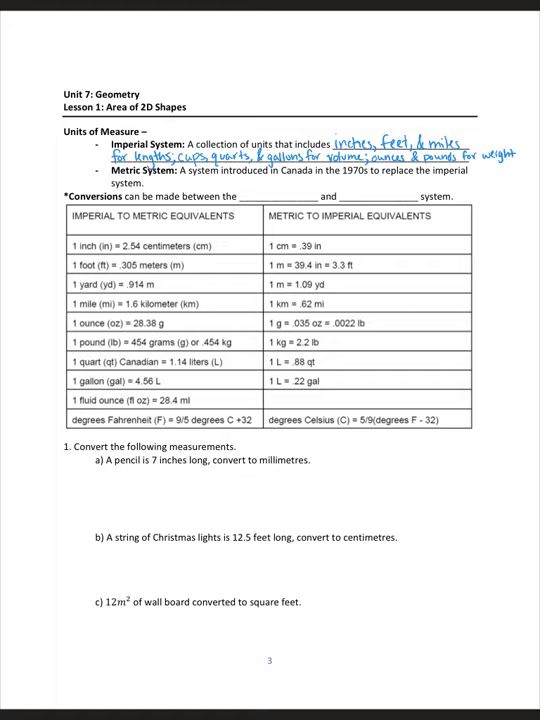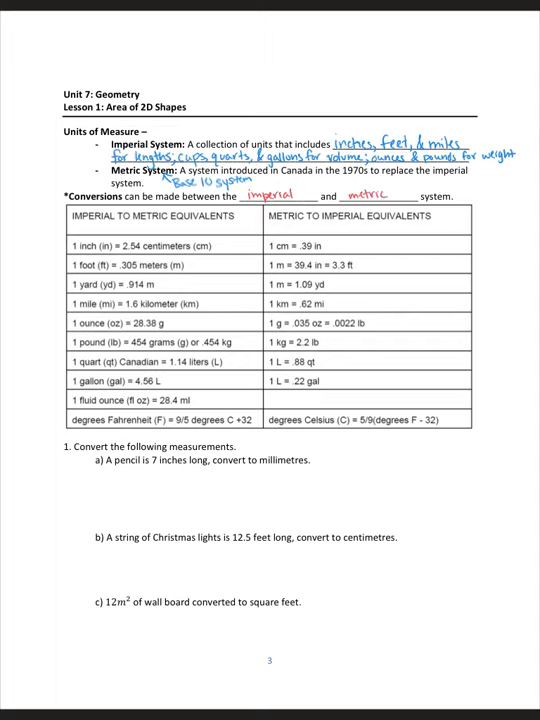Right, so we're familiar with those units, but in Canada we use the metric system. So it was a system introduced in Canada in the 1970s to replace the imperial system. And one of the reasons that we use the metric system is because it's a base 10 system, meaning as you're converting from one unit to another in the metric system, it's all multiplied or divided by 10. So conversions can be made between these two systems, between the imperial and metric system.